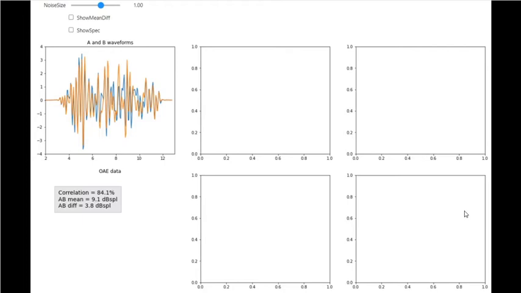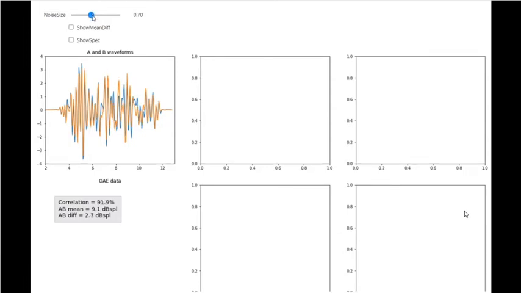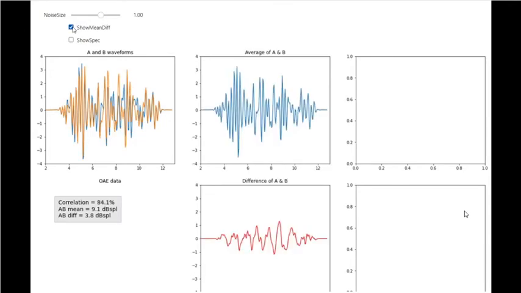In the lower panel, we've got the correlation, which is how similar those two waveforms are. It's a statistical measure. As I reduce the noise between those two waveforms, you can see that they get very, very similar, and the correlation increases. Now the correlation is 98.6%. Now, moving that back up to 1, which is the original exact size, we can draw the average of those two waveforms.